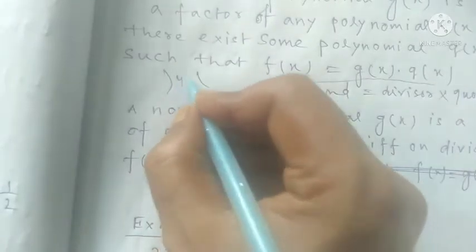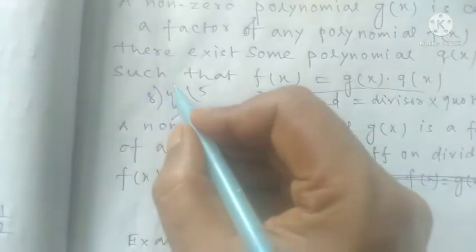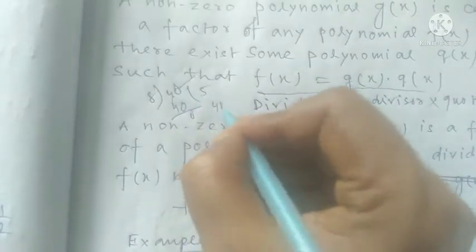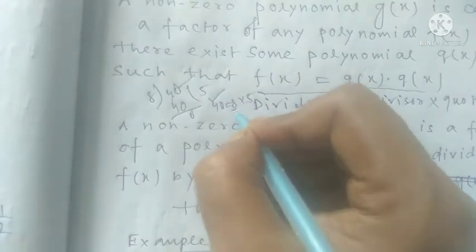For example, suppose 40, and if you divide it by 8, then you get 5. So here the remainder is 0. This theorem is only telling this. You can check f of x, that means 40, is equal to 8 into 5. This is the dividend, this is the divisor, and this is the quotient. So 8 into 5, that's why f of x is equal to g of x into q of x. So that time you can say 8 is a factor of 40.